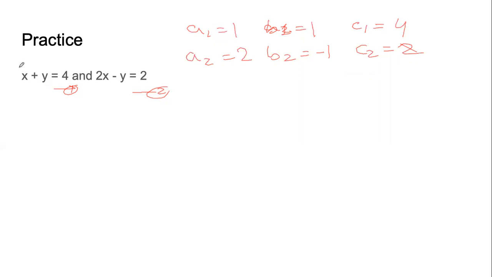Now once we have the coefficients and the constants, we can form the determinants. The equations are already in the ax plus by equals to c form, so we could identify the coefficients and constants. Now if we try to find the determinant d, it will be 1, 2, 1, minus 1. Now solve this and tell me the value.